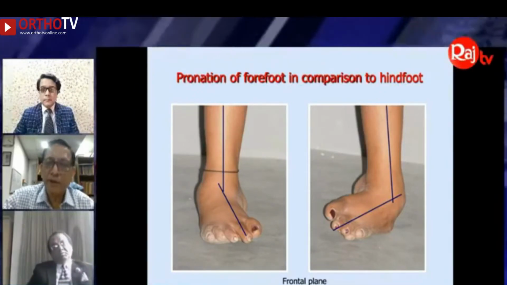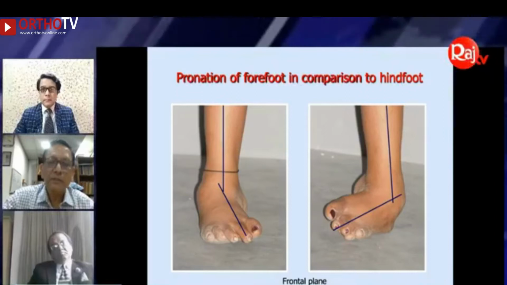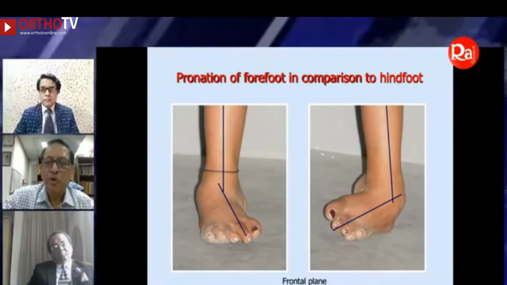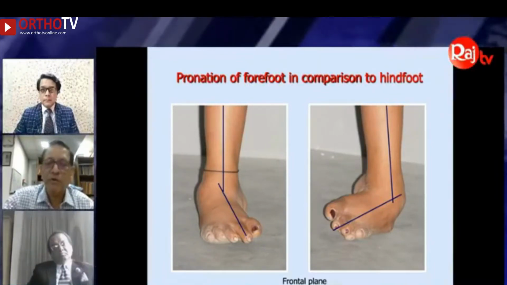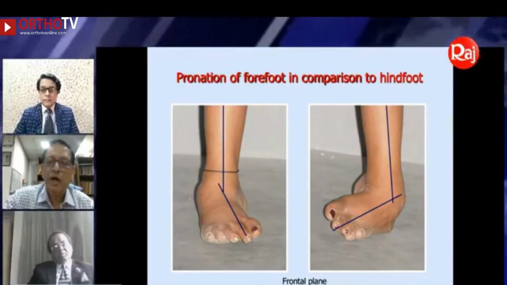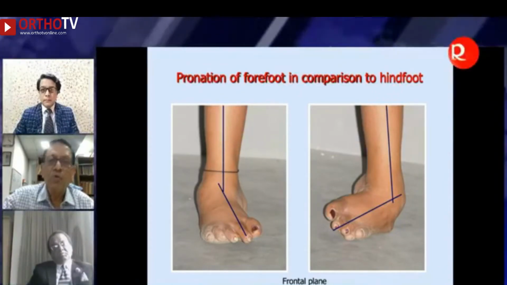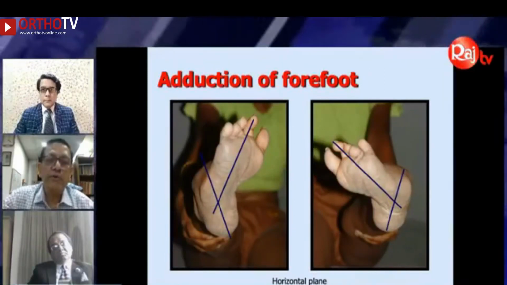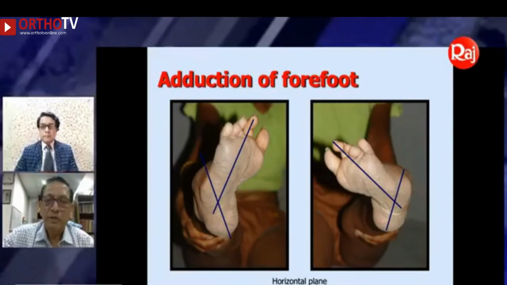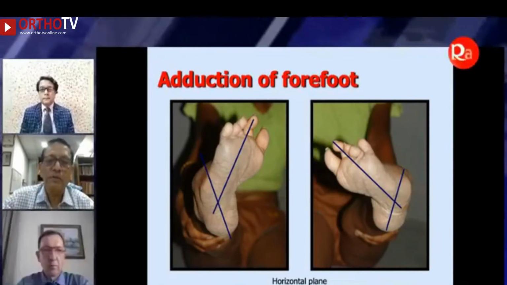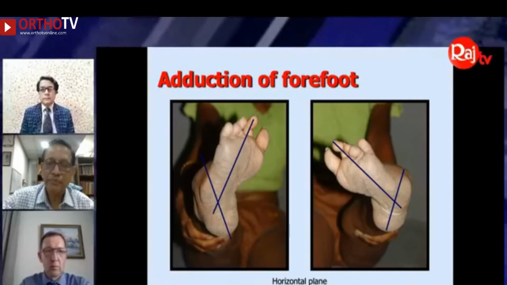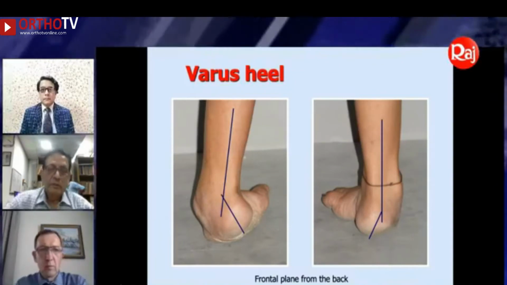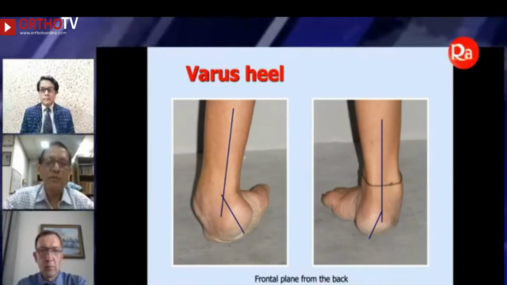So first of all, you take a photograph and see from the front, and another thing is there is an adduction of the forefoot. Whenever you want to do this surgery, first of all you see how much adduction is there, how much pronation is there. Third, you take the photograph from the plantar view, so you should know how much adduction is present there. And another thing is that you should see from the back. Most important is how much varus is there.